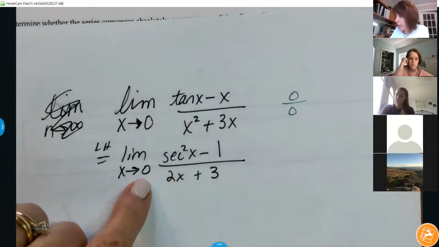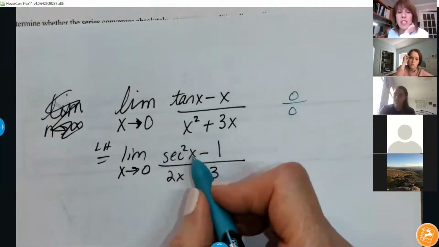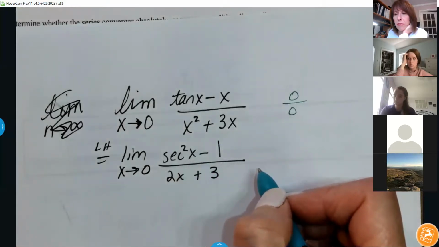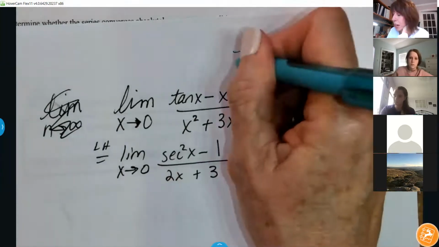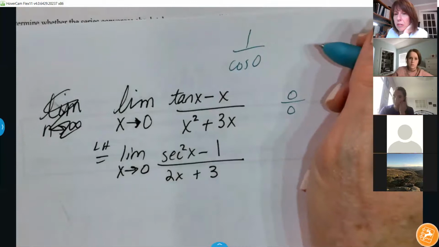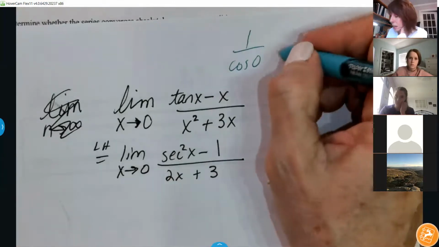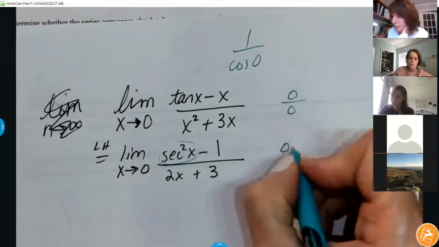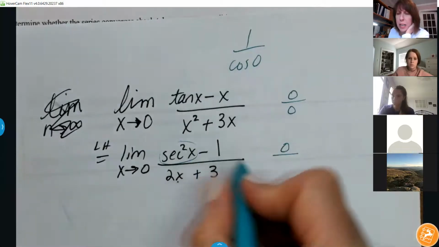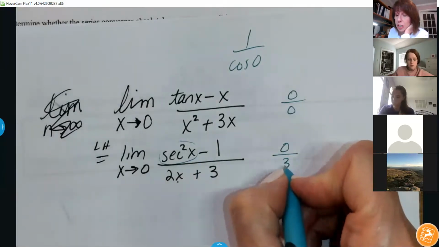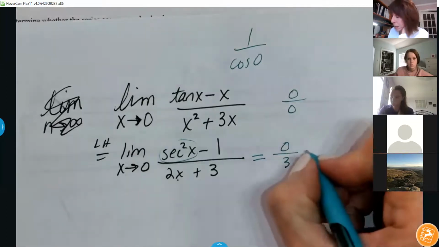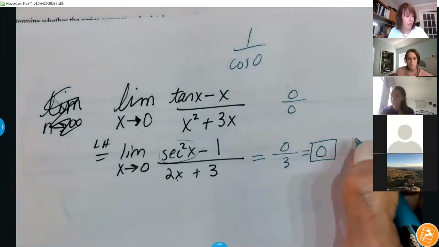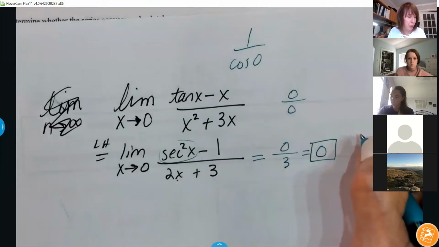Now we try to put 0 in again. Secant of 0. What is secant of 0? That's 1 over cosine of 0. Well, cosine of 0 is 1. So this is 1 squared, or 1. Uh-oh, we got 0 again. When we put 0 in the denominator, though, we get 3. So that's good. Now I can put an equal sign because this thing is just 0. I would consider that a flash from the past problem.